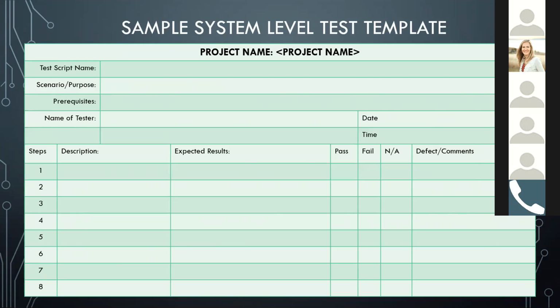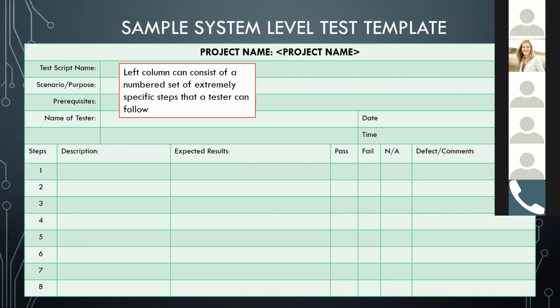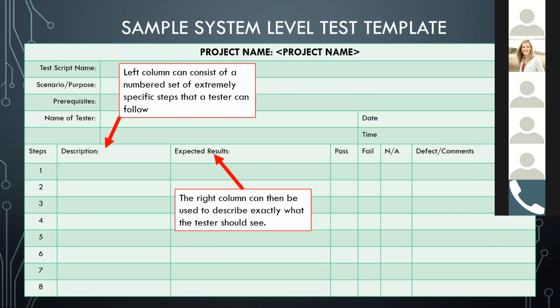Testers are usually hired to test multiple pieces of software, usually on different platforms. The test should be written so that it can be executed by someone who doesn't know anything about how the software works or its purpose. It is often advisable to create your test with at least 2 columns. The left column consists of a numbered set of extremely specific steps that a tester can follow, and the right column can be used to describe exactly what the tester should see. And then either they will pass, fail, it wasn't available, and then any comments that the tester feels they need to add.